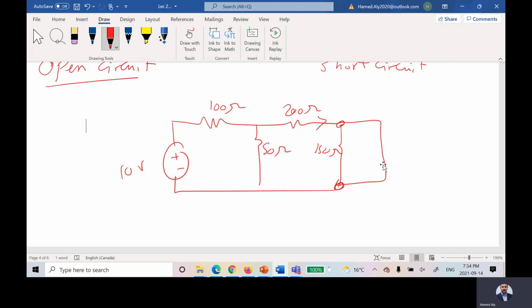The source and the first resistor are in series. Yes, but I'm talking about resistors. Yes, you are right. The source is connected in series with 100 ohms. Yes, thank you. Who's saying the source is connected in series? Oh, no, that wasn't me, sorry.